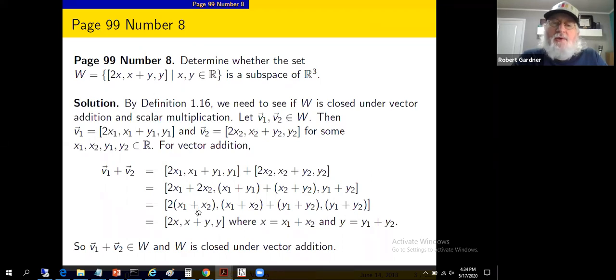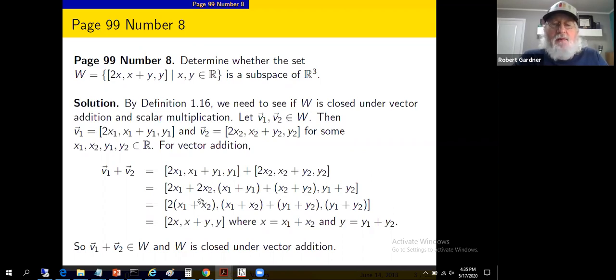What's multiplied by 2? x1 plus x2. And I do see an x1 plus x2 here. What's over there? y1 plus y2? I do see a y1 plus y2. So we've taken this and rearranged it, getting the x1 and the x2 together and the y1 and the y2 together. Just numbers. Don't need to justify that, just real numbers. So indeed, this is of the same form as an element of W.